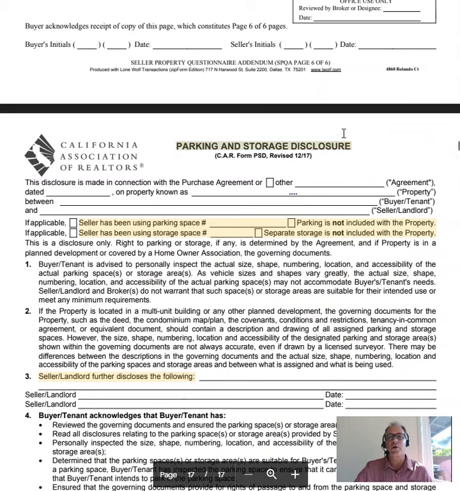The last one is a parking and storage disclosure, which kind of doubles up from the seller questionnaire addendum. Same thing. What parking spaces are you using? Or maybe you don't have any parking, you want to put that in there. Parking, you want to make it really crystal clear what comes with your property. And then anything other for further discussion.